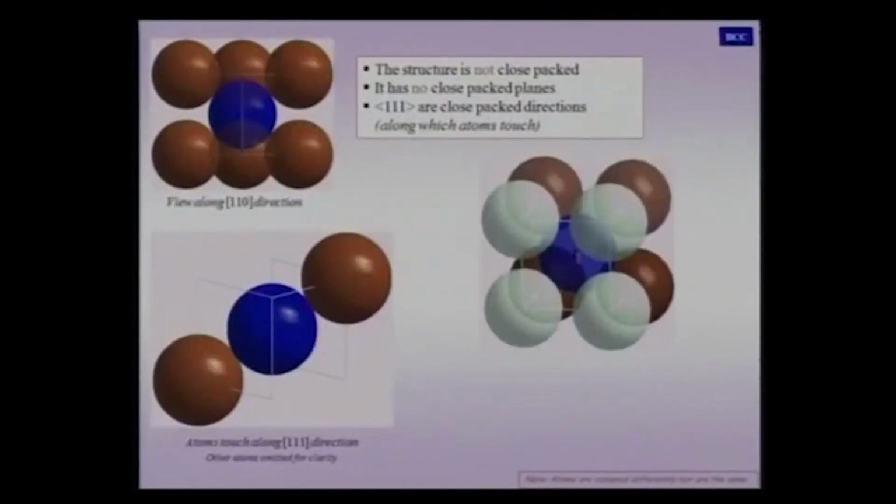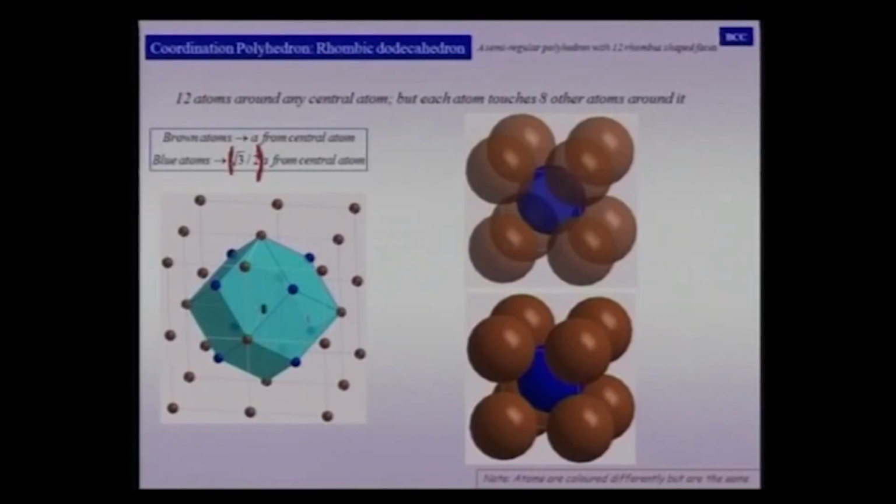Now we should note that whenever we deal with a new structure, it is very important that we look at the structure from various points of view, and try to understand the concepts we have been outlining again and again: the direction of close packing, the direction of touching, which of the atoms touch each other and which of them do not touch each other, and also the concept of the coordination polyhedron. That is a very important concept.